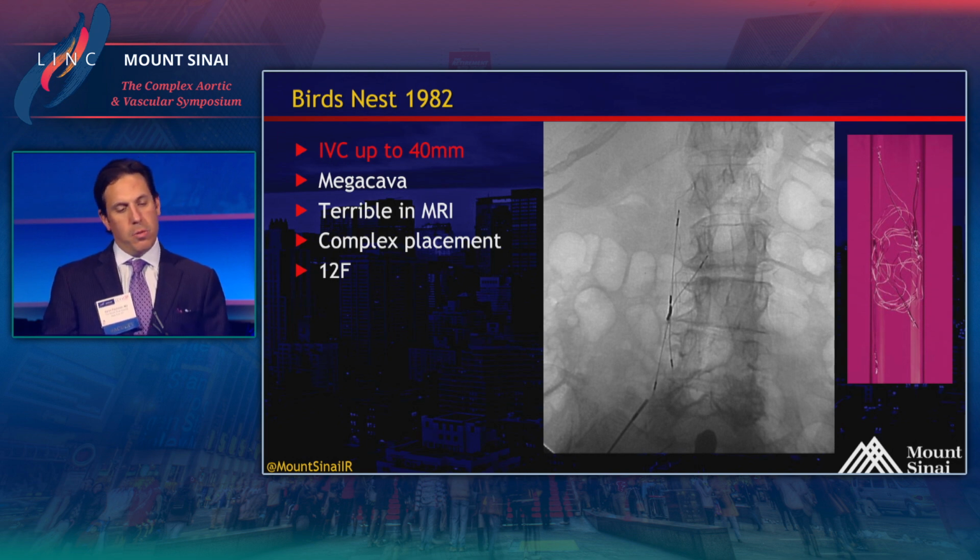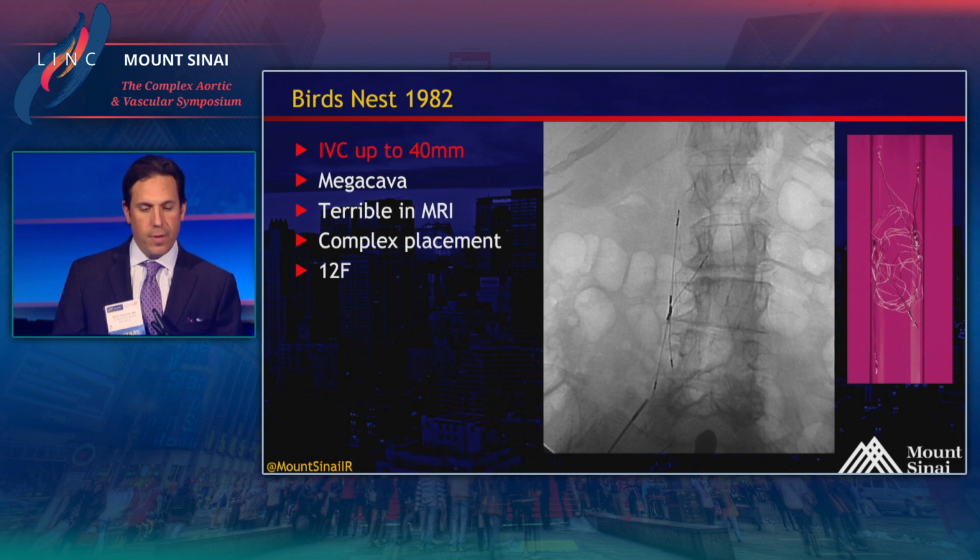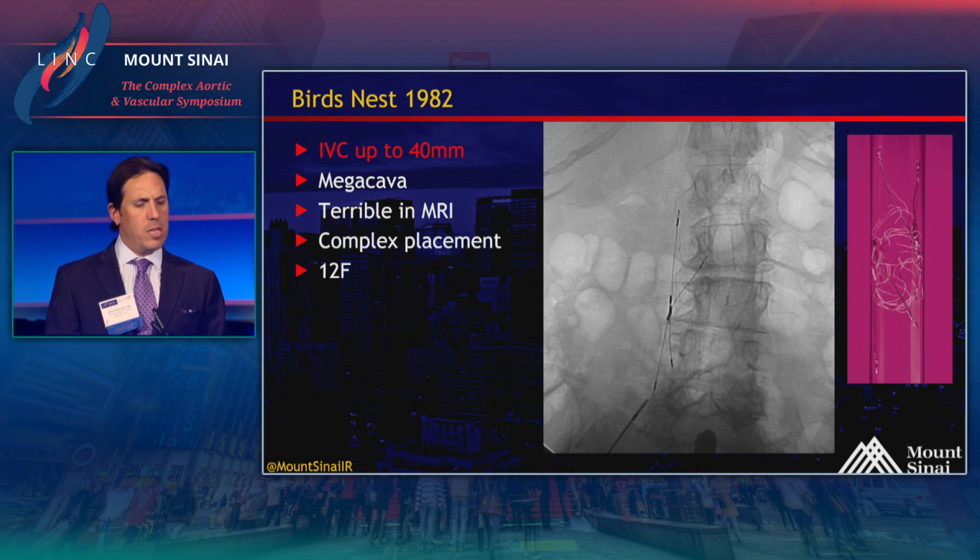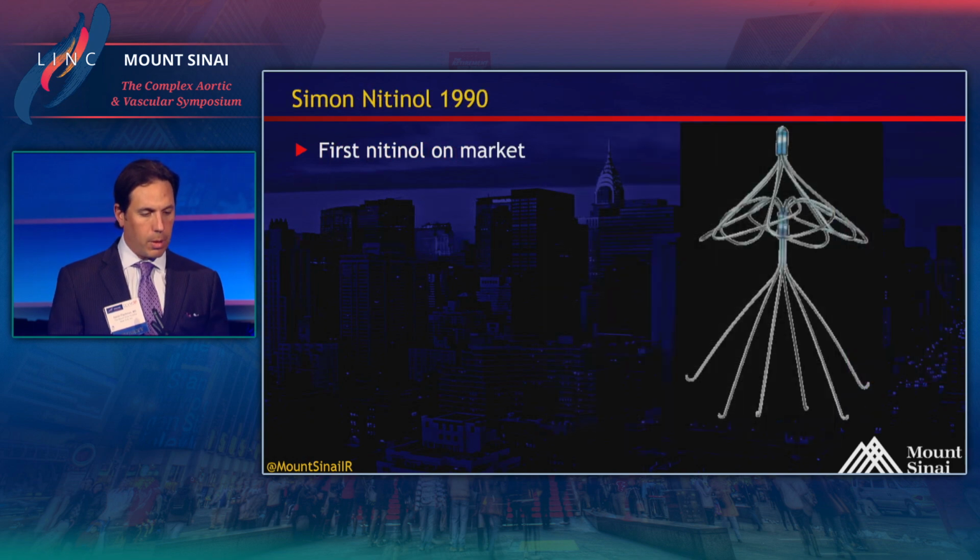That being said, you could make the argument that somebody who has an IVC that's 40, it may just be better to put in 2 filters, one in each iliac, than to put one bird's nest in, because these are not easy to remove. There's been case reports of these coming out, but they're not one of the easier filters to remove. It's also really bad if you're going to get an MRI.